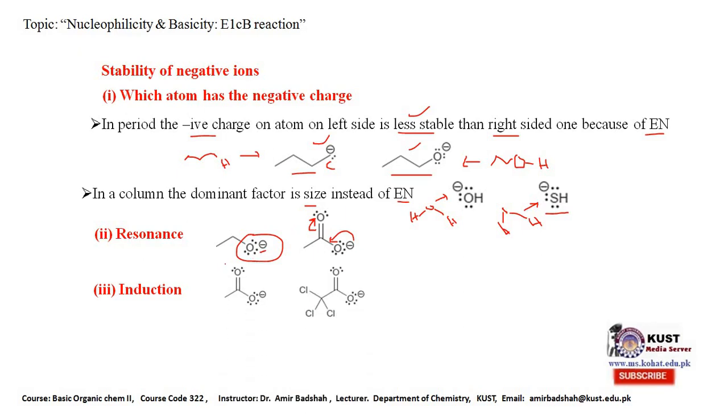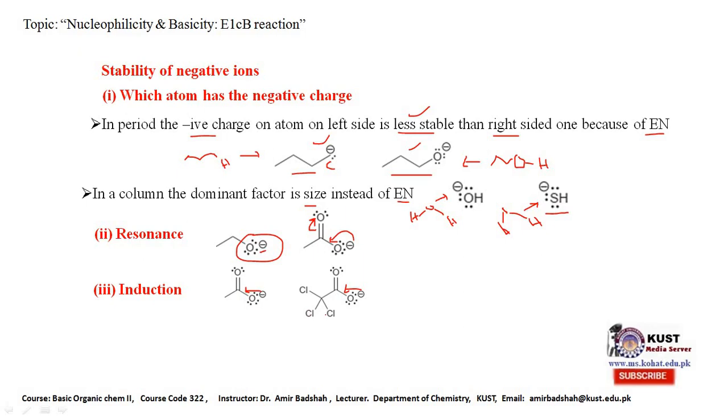For example, here one group is an alkoxy group and the other is a carboxylate group. If both of them are carboxylate groups, here the negative charge is stabilized by resonance, and here the negative charge is also stabilized by resonance. So which species will be more stable?